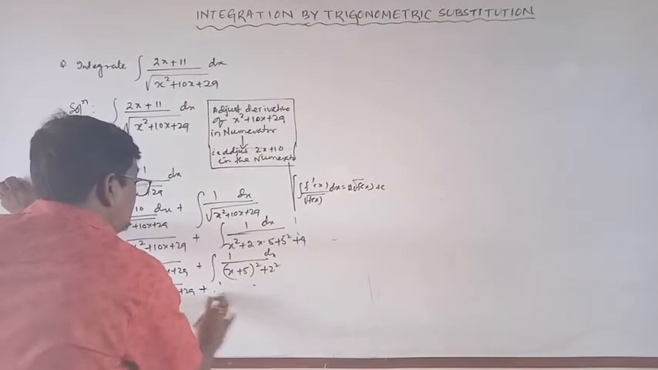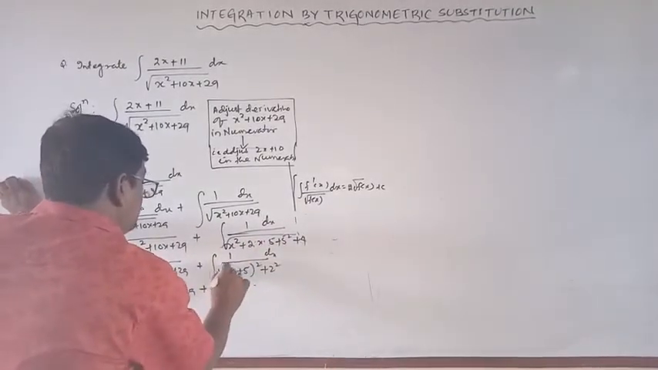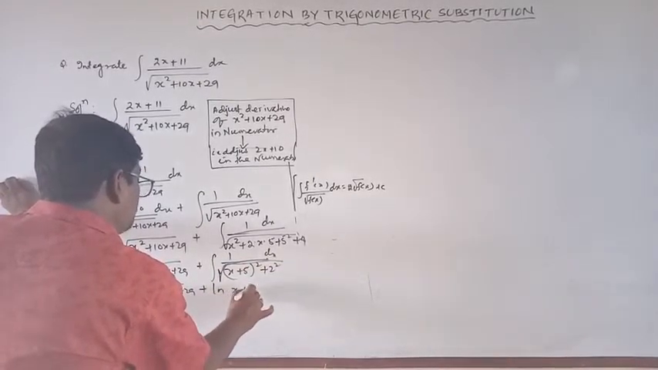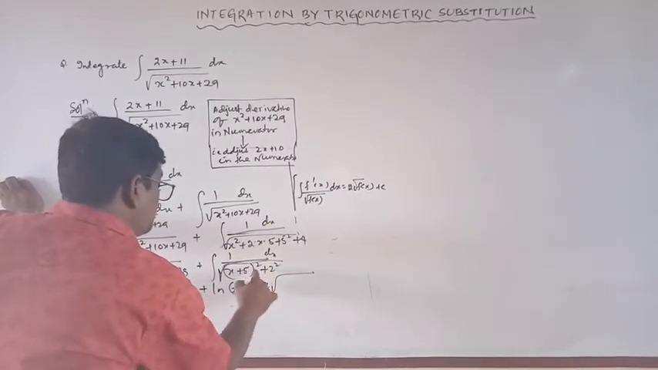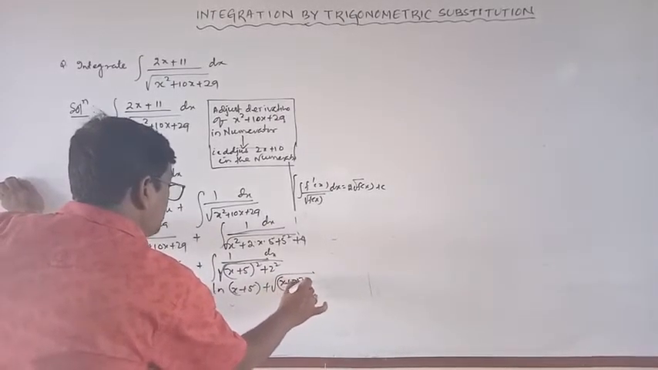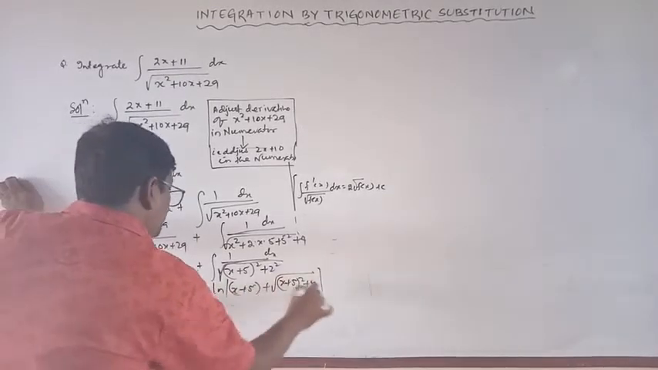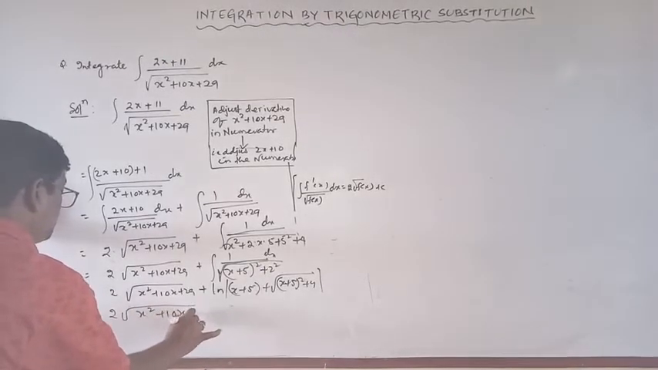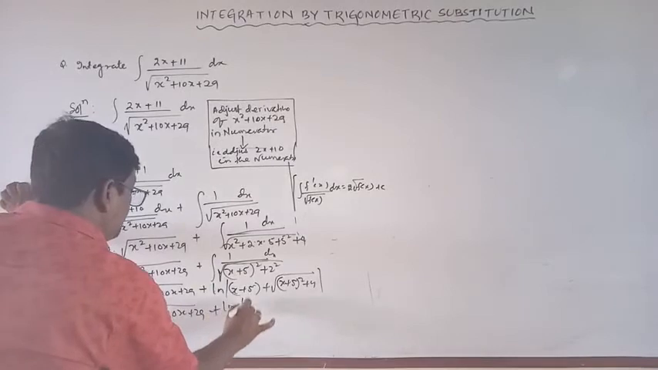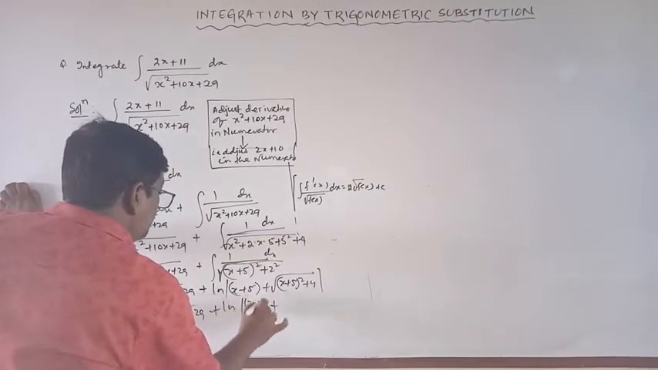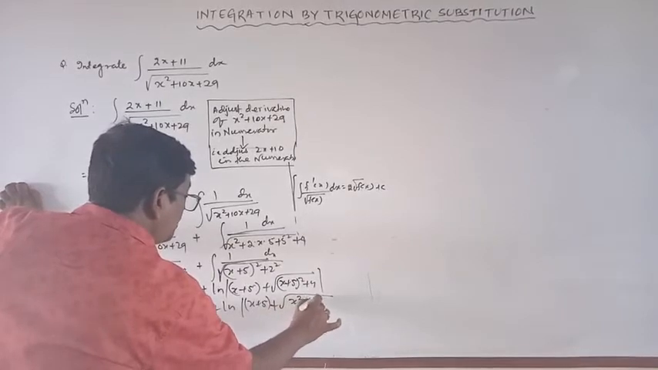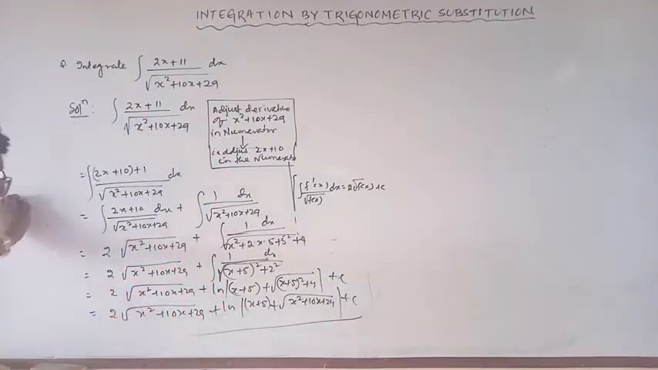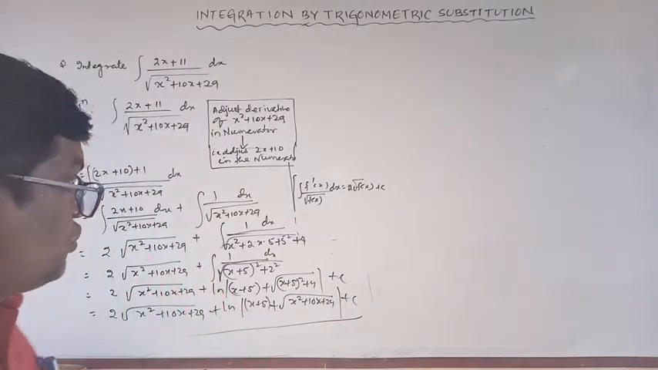Left the root here. This is root over and this is root over. What is the formula? Square root of this is log x, means x plus 5 plus root over (x plus 5) whole square. This is the answer, and we can write also 2 into root over x square plus 10x plus 29 plus log of x plus 5 plus root over x square plus 10x plus 24 plus c. Here, this is the answer. Okay, this is an important question.